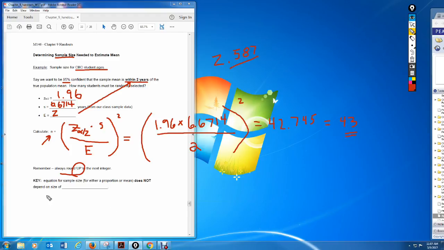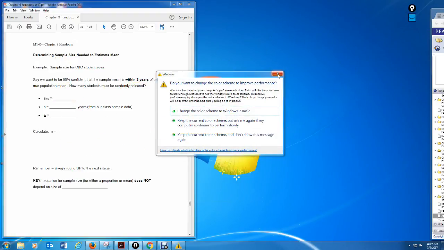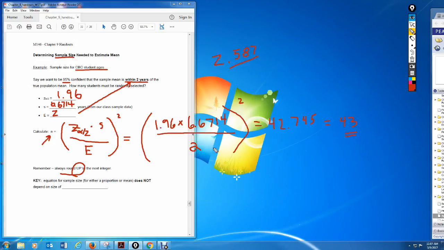And then just one last comment: the equation for the sample size for either a proportion or a mean has nothing to do with the size of the population. Okay? Because a lot of people make that mistake and think it must be some certain percentage of the population, but it has nothing to do with that. All right?